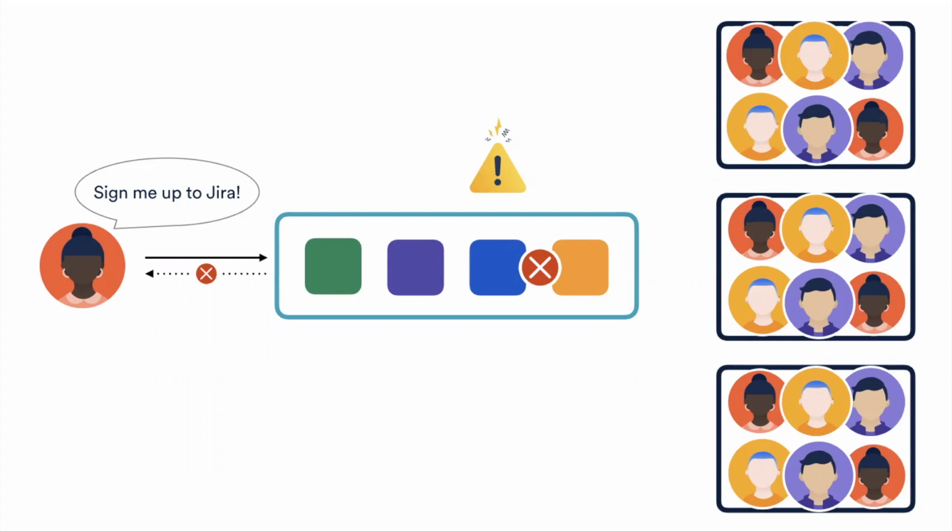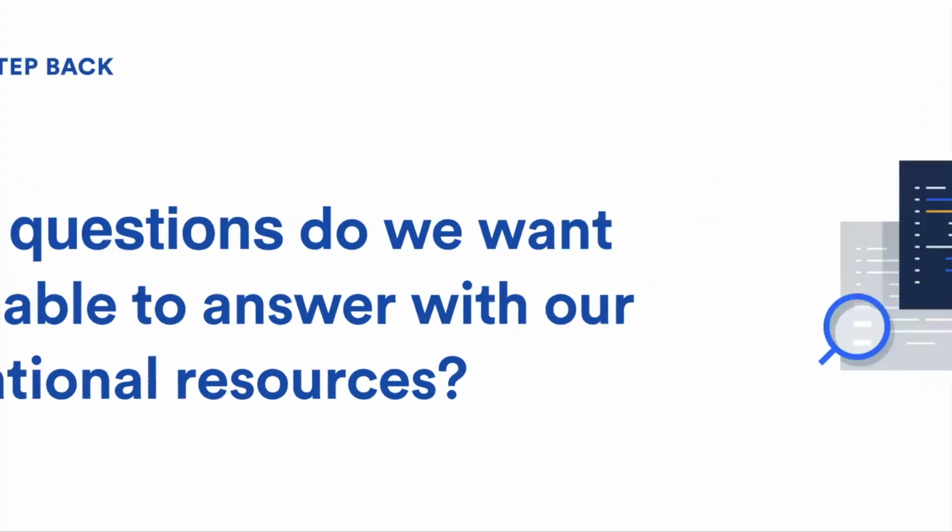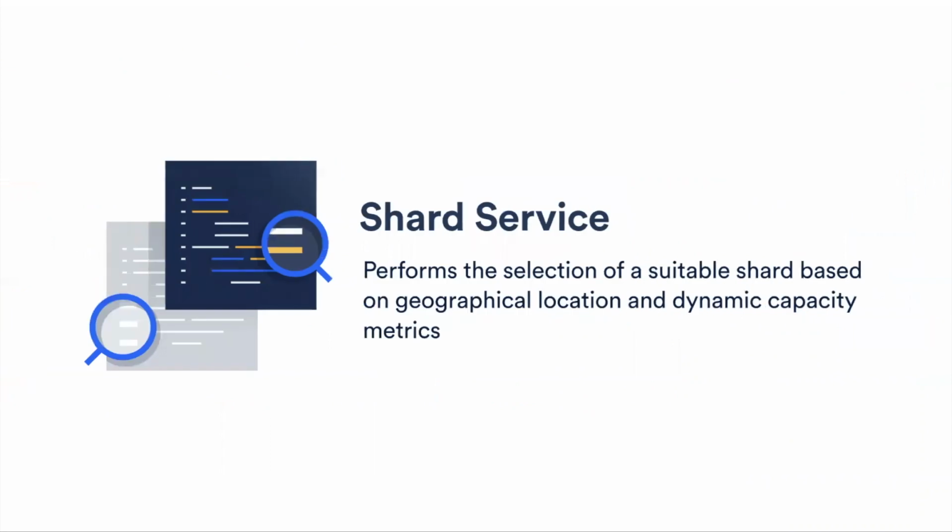Thankfully, that was a fairly easy problem to resolve, but it really emphasized that we were not looking at the right things. So we decided to take a step back and we really asked ourselves what questions we wanted to be able to answer with our operational resources. And we found that in order to answer this question, we needed to have a really good understanding of the roles and responsibilities of our application. So the shard service was there because we had to perform the selection of a suitable shard based on geographic location and dynamic capacity metrics. And with that in hand, we can then start thinking about what it looks like when our service's ability to fulfill those roles and responsibilities starts to degrade.